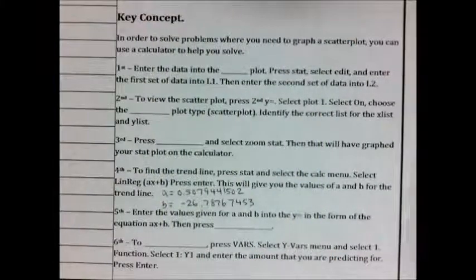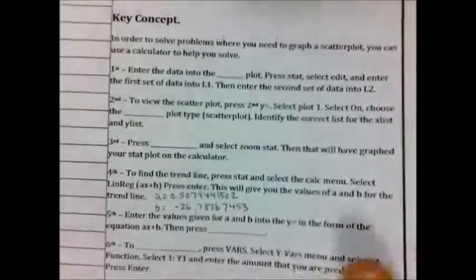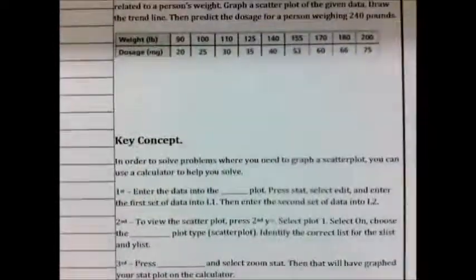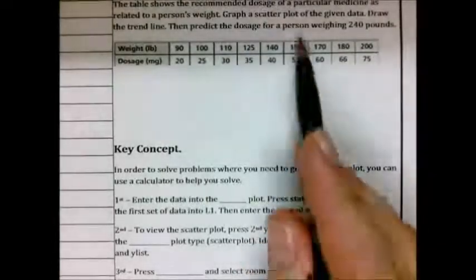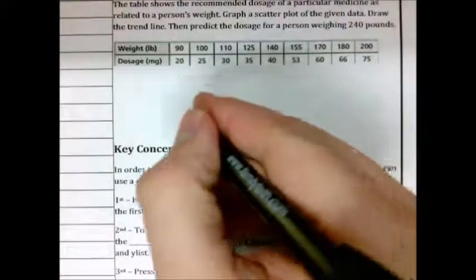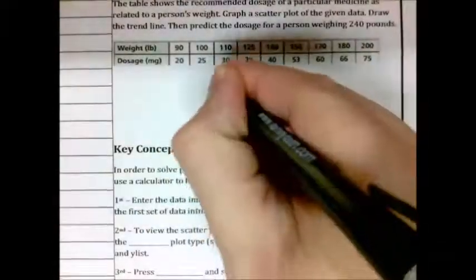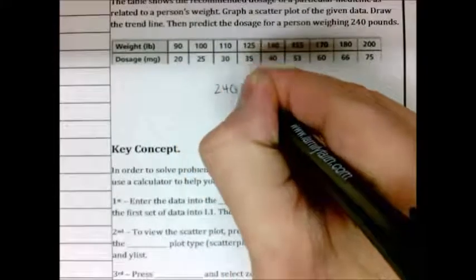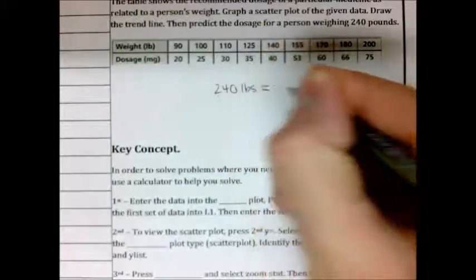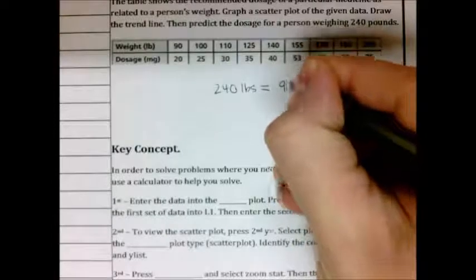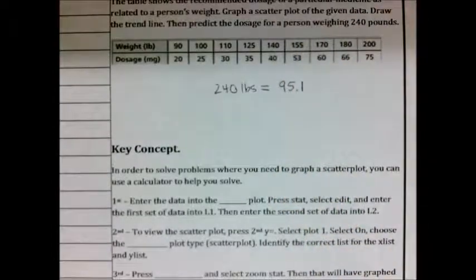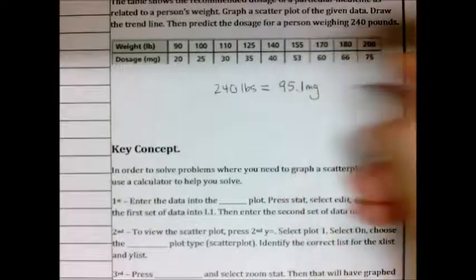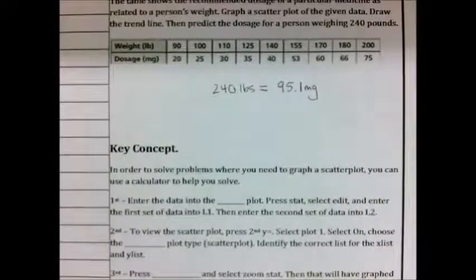Okay, so if we go back up to the top, to predict the dosage for a person weighing 240 pounds, we can say 240 pounds needs 95.1 milligrams. And that's how you solve that.